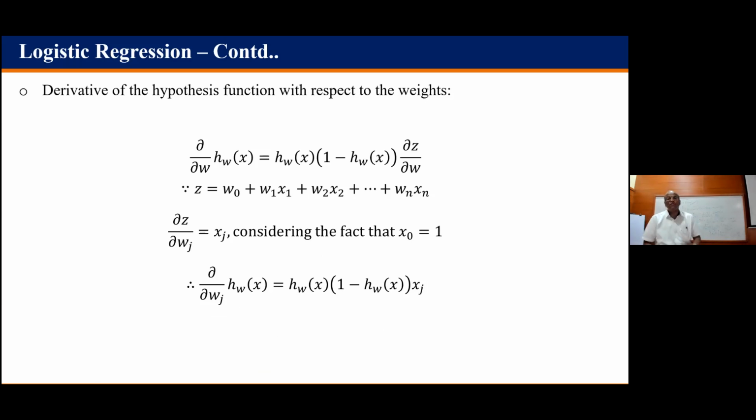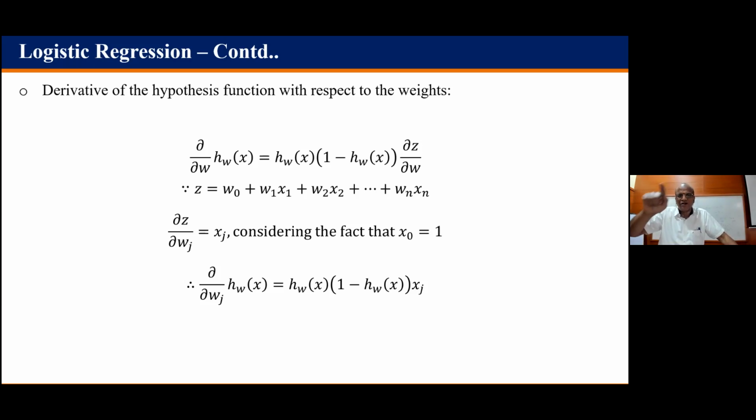Where z is now given by W0 plus W1 x and so on. Because h is a proposal function, hW of x is basically your proposal function on z, which is a linear combination of the independent variables coming into the problem. Now, ∂z/∂Wj is equal to xj, because z is a linear combination, and when you differentiate with respect to that particular Wj, all the other terms will become 0.